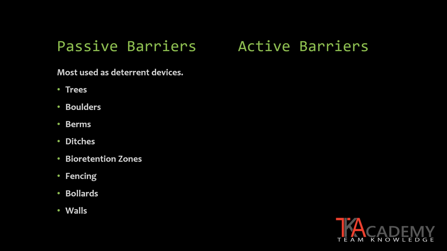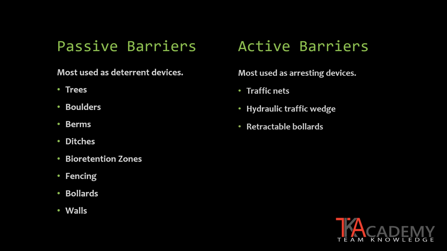Active barriers remain idle until triggered to deploy. They are typically used in arresting behavior as a response to someone who has infiltrated through the first layer of defense. These can include traffic nets, hydraulic traffic wedges, retractable bollards, and traffic spikes.